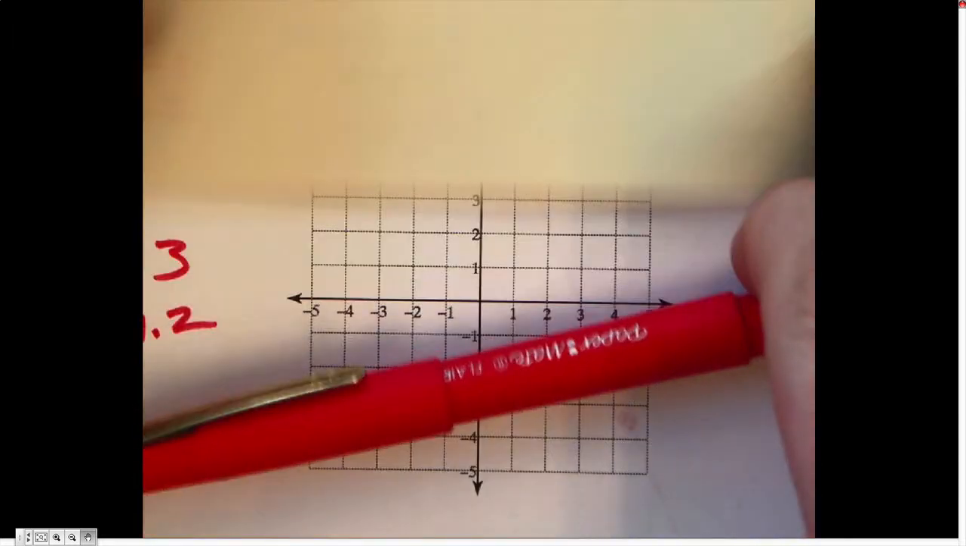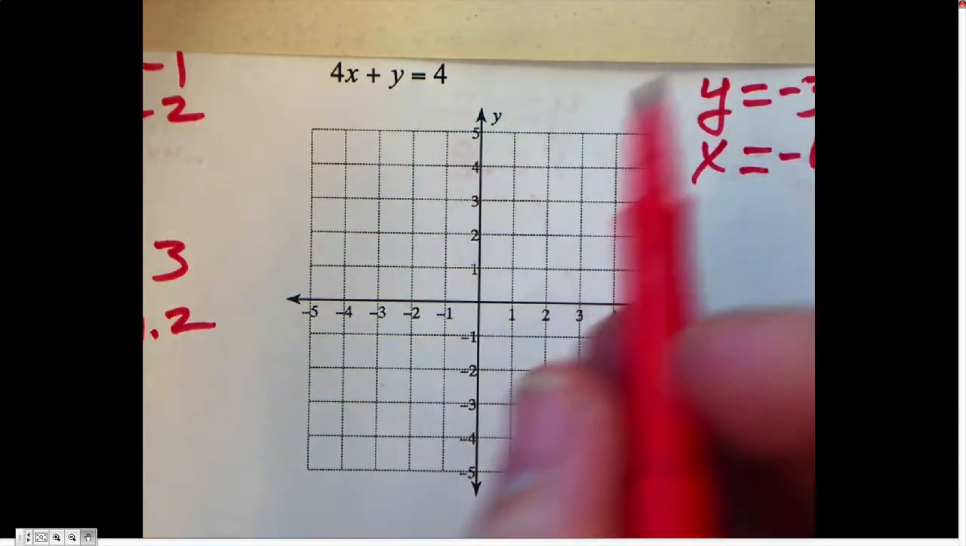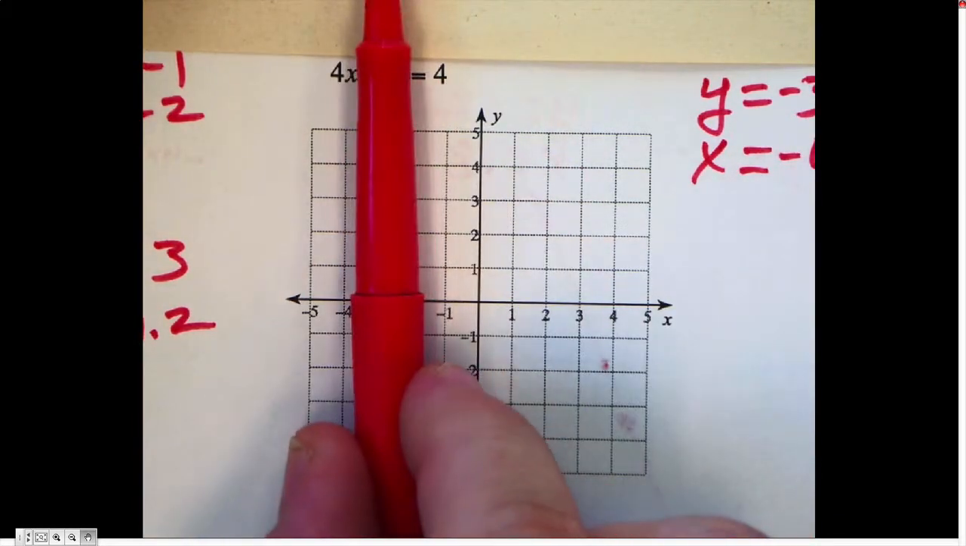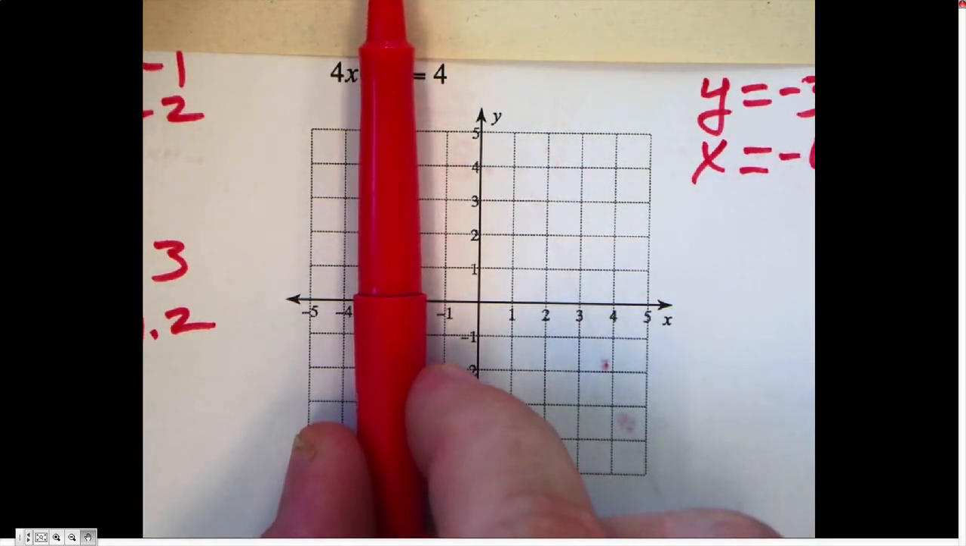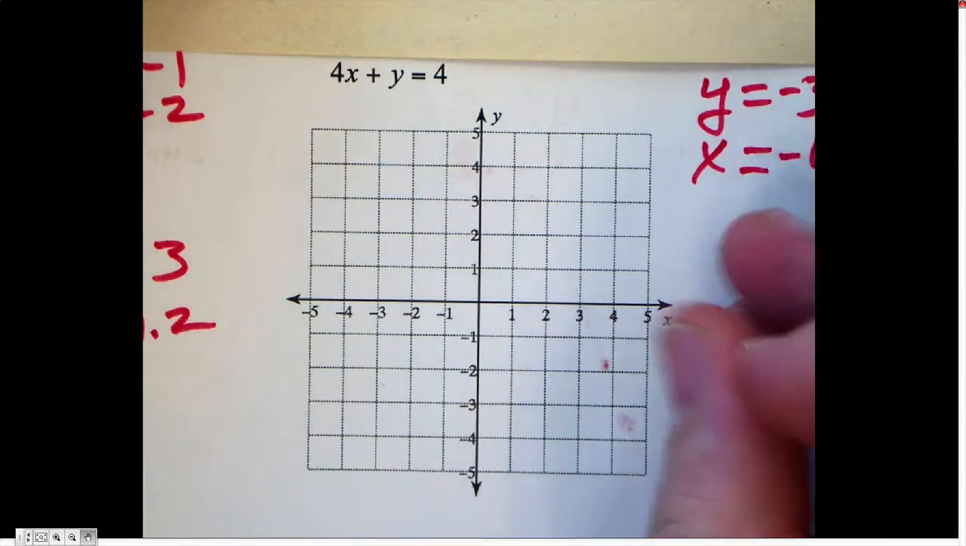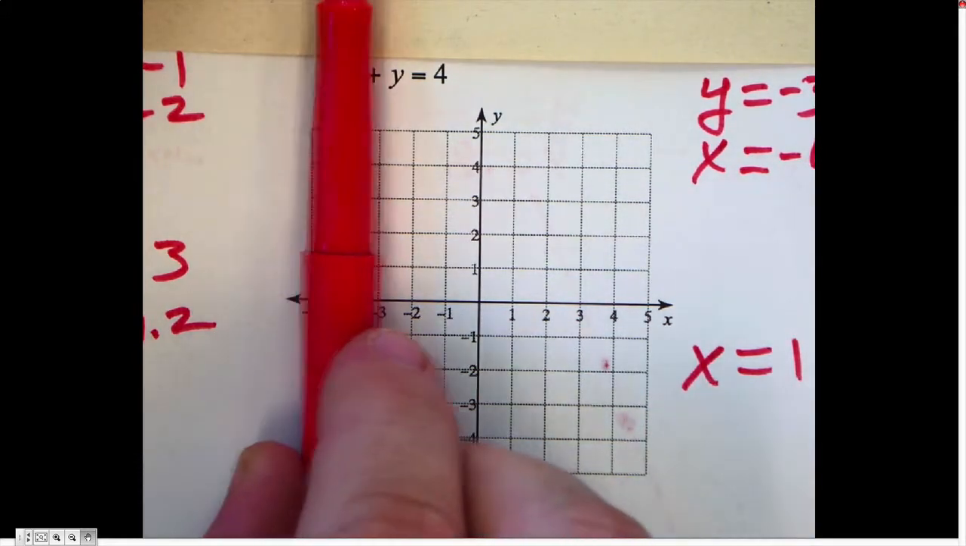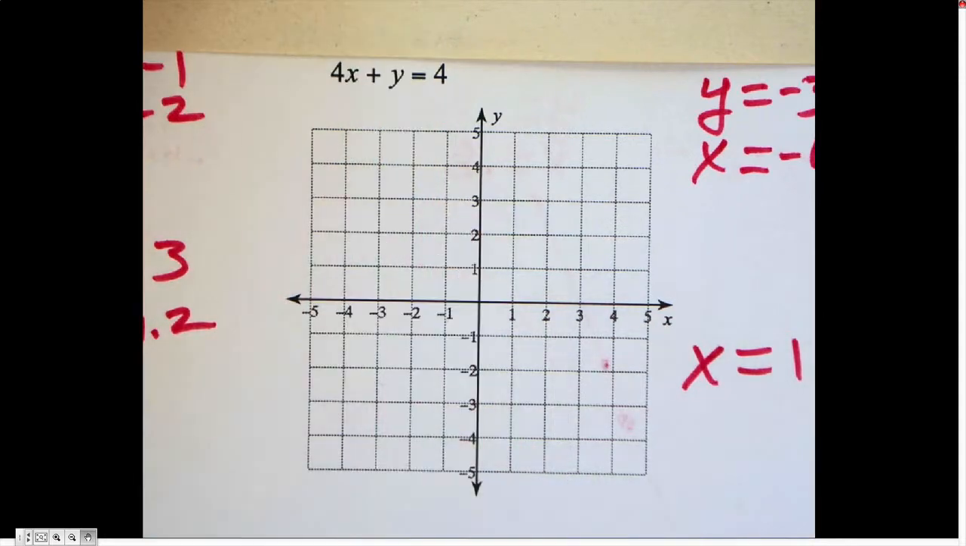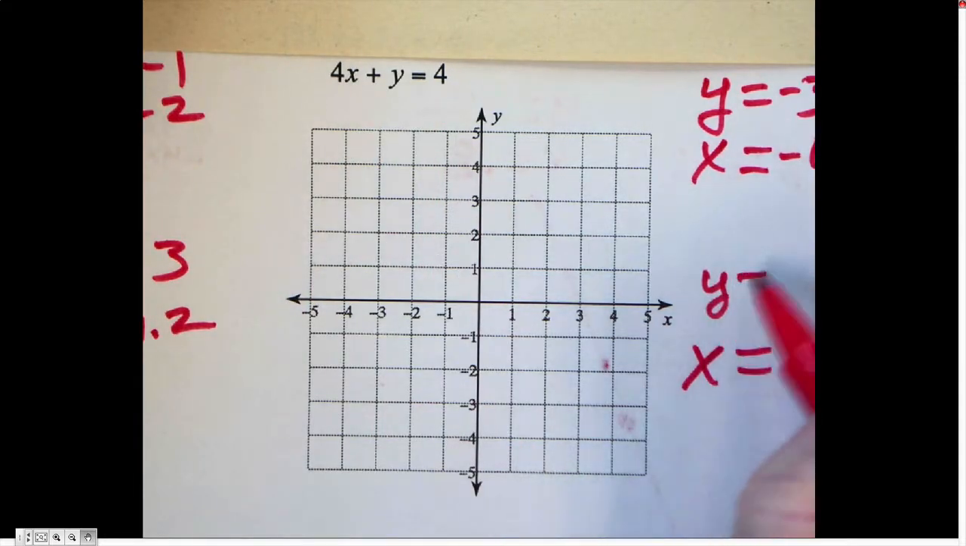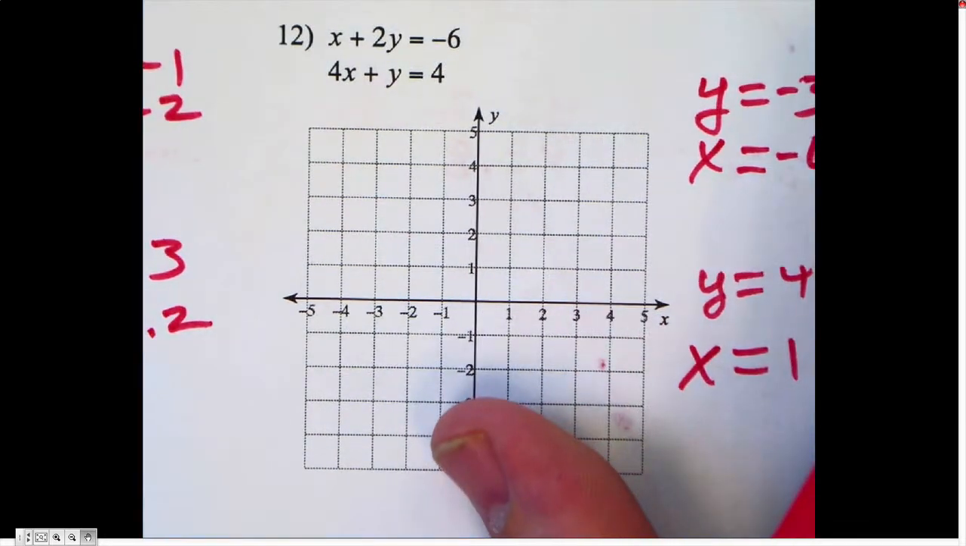Okay, now the next one, when we cover up the y, we get 4x equals 4. So to get the x by itself, we divide by 4. So 4 divided by 4 is 1. Now we have y equals 4. And we have our two lines.